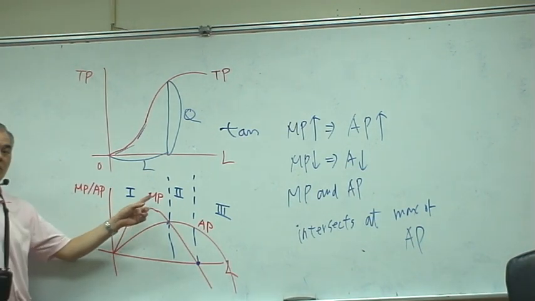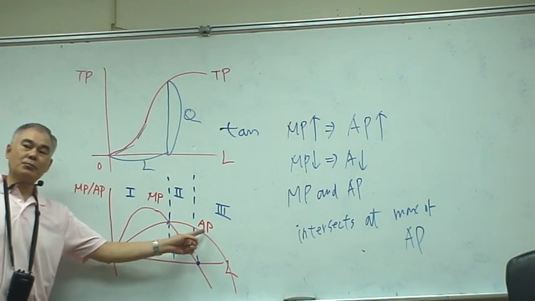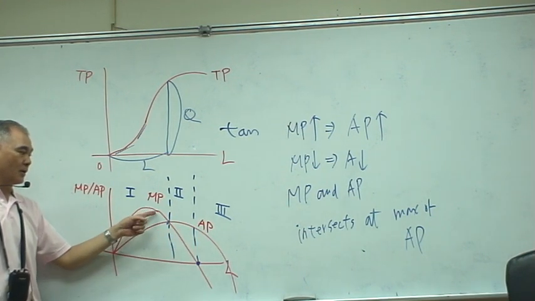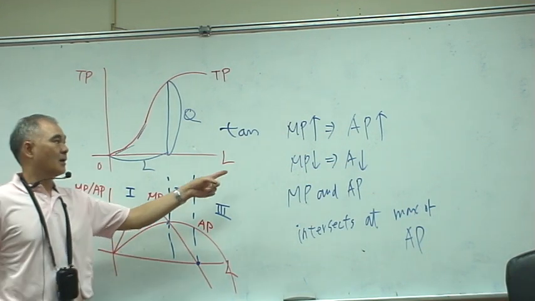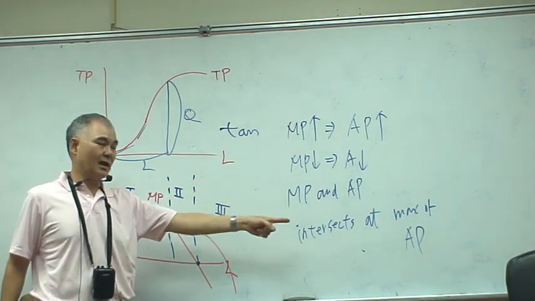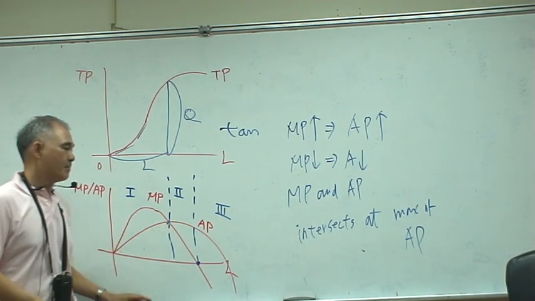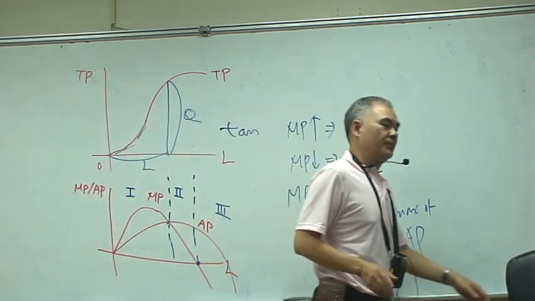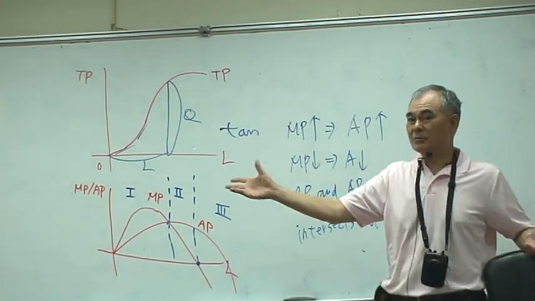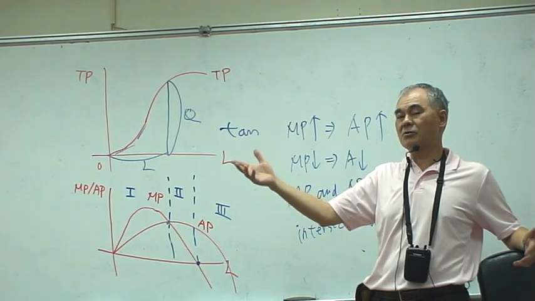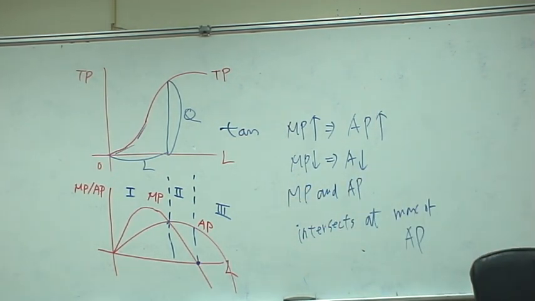When marginal product goes up, average product goes up. When marginal product goes down, average product goes down. So because of that, MP and AP intersect at the maximum of AP. Okay? So if you look at this, even though that is a very simple diagram, there's a lot of relationships going on there. Okay? Let's move on.